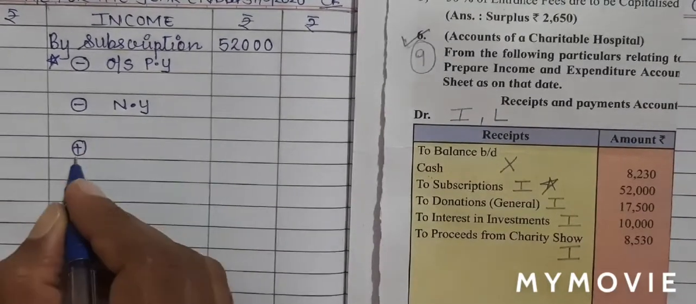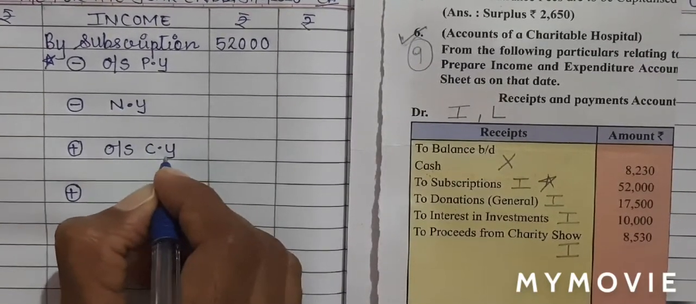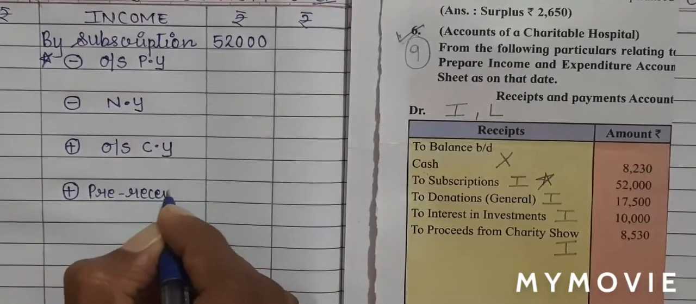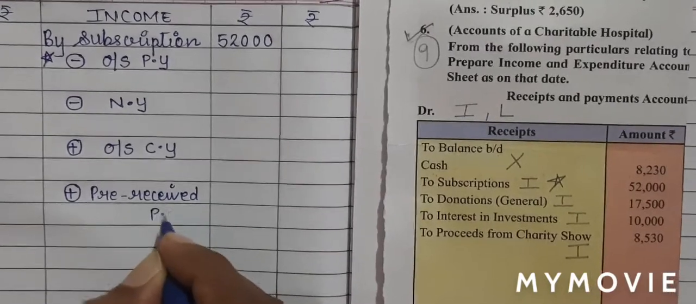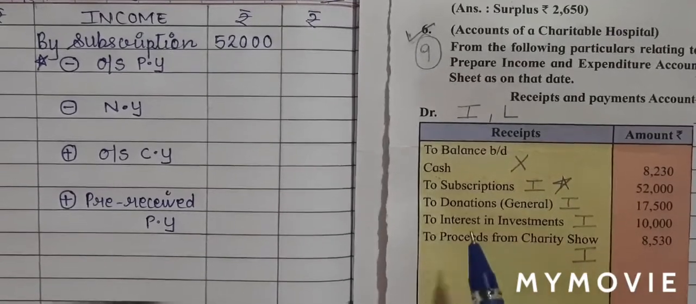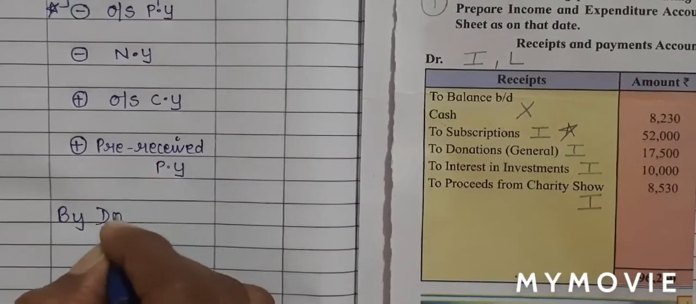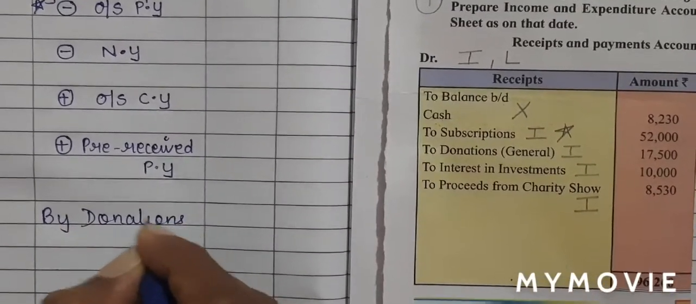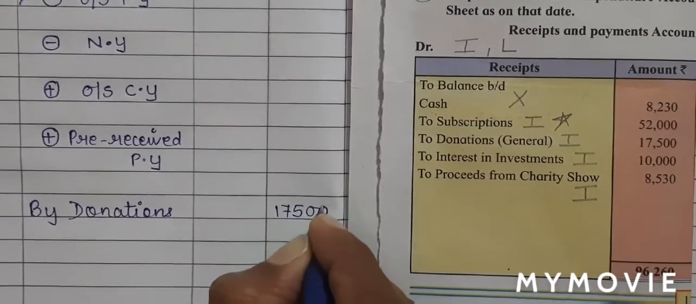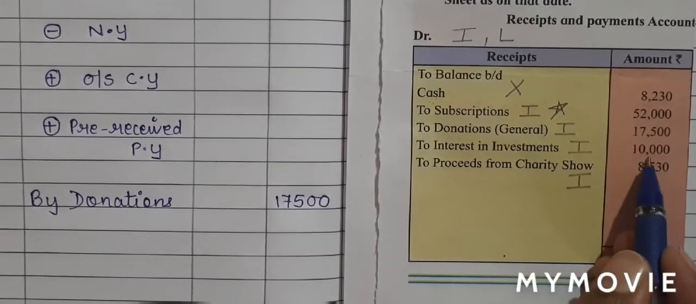next year, add outstanding for current year, add pre-received income of my previous year. So this is the table that we will write first. Next is donations. On the income side, I'll write by donations. Since there is no star, I'll write it in the outer column, 17,500. Next is interest in investments, rupees 10,000.